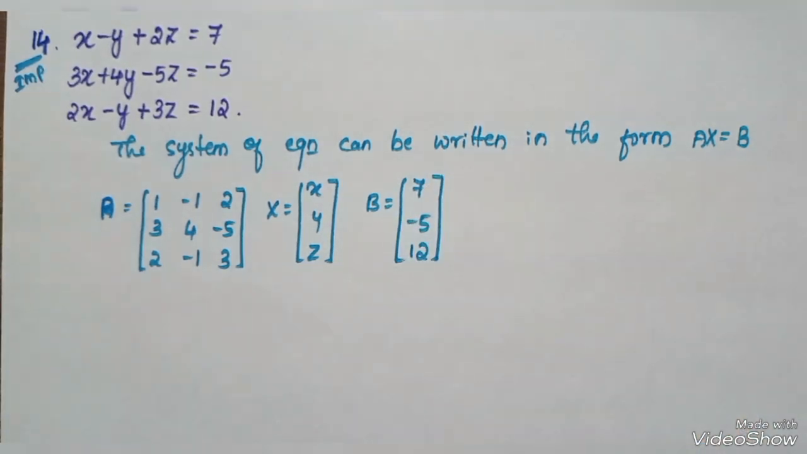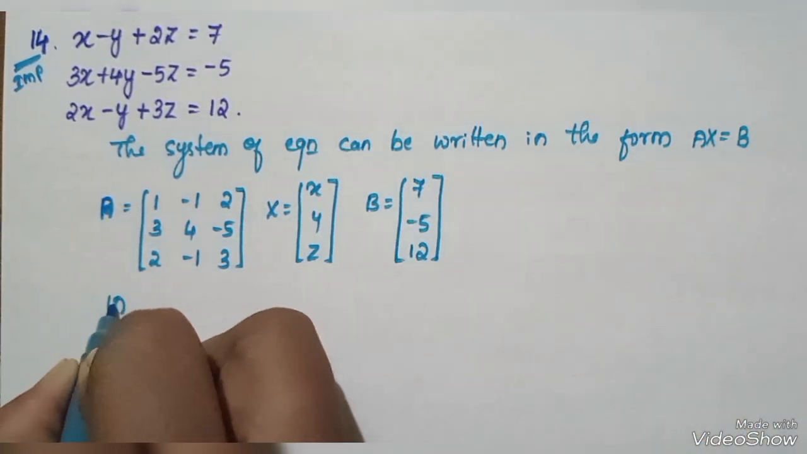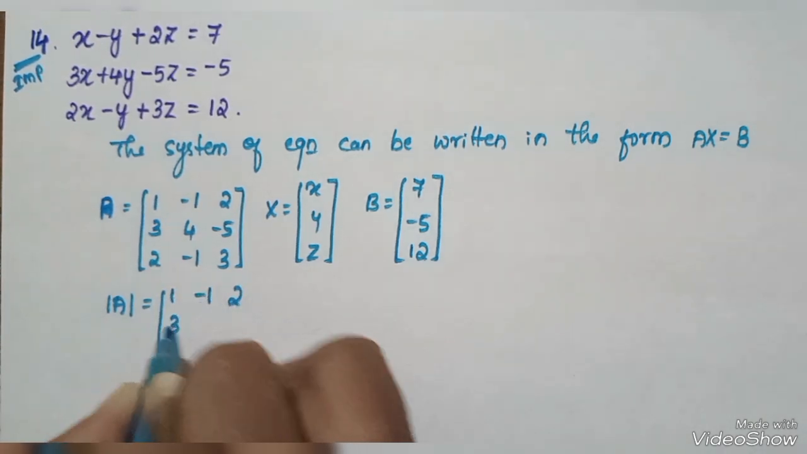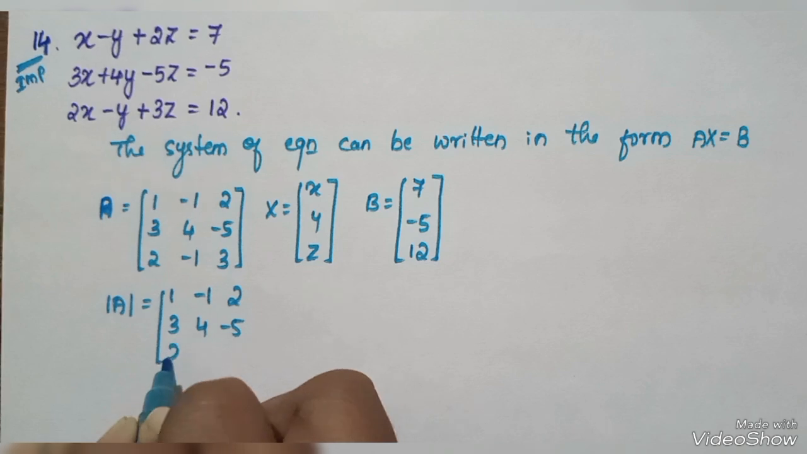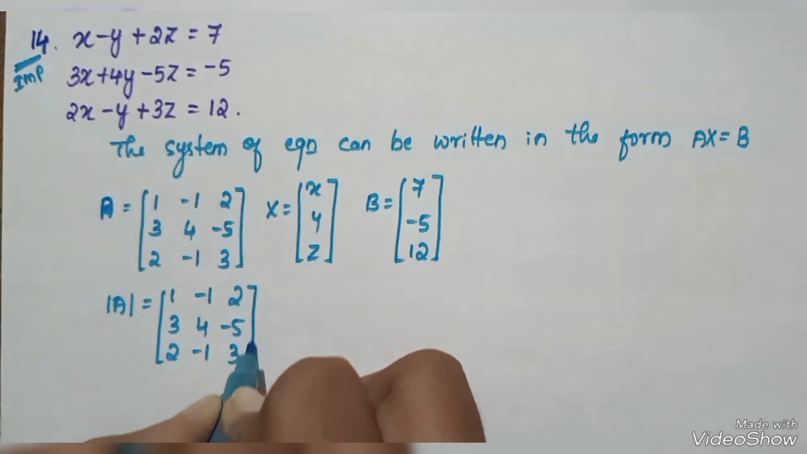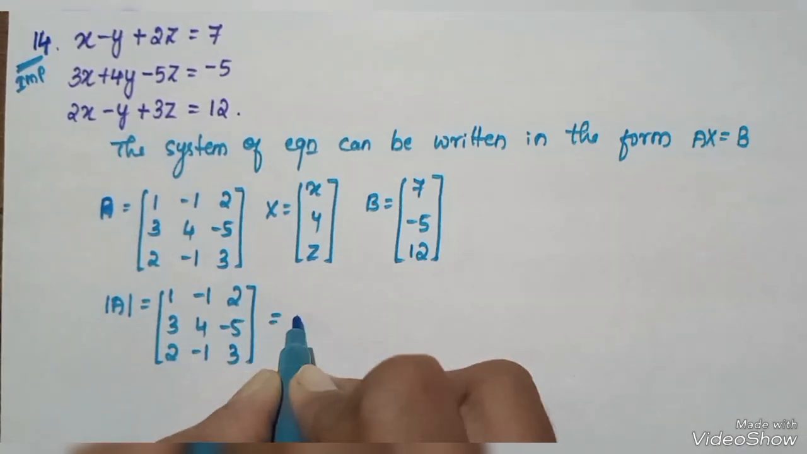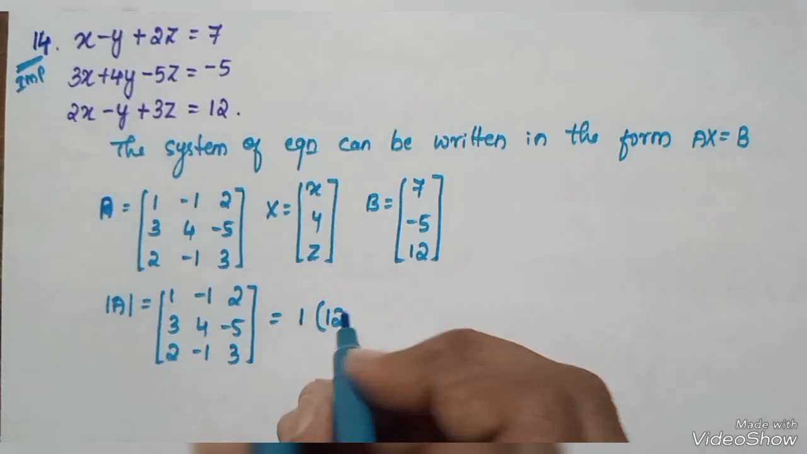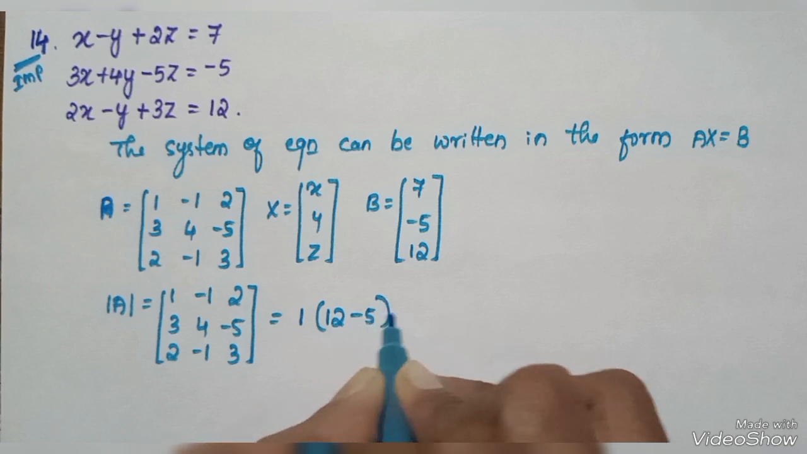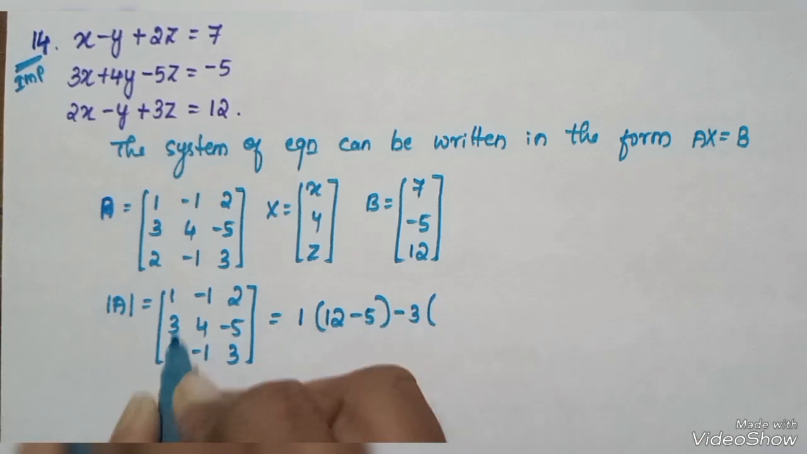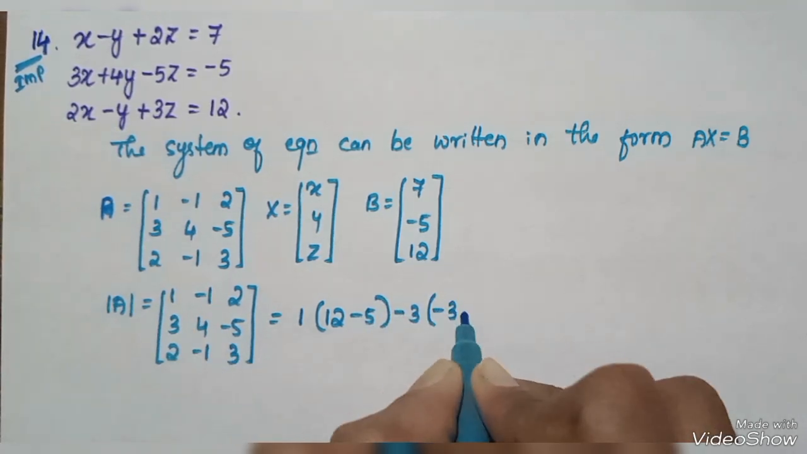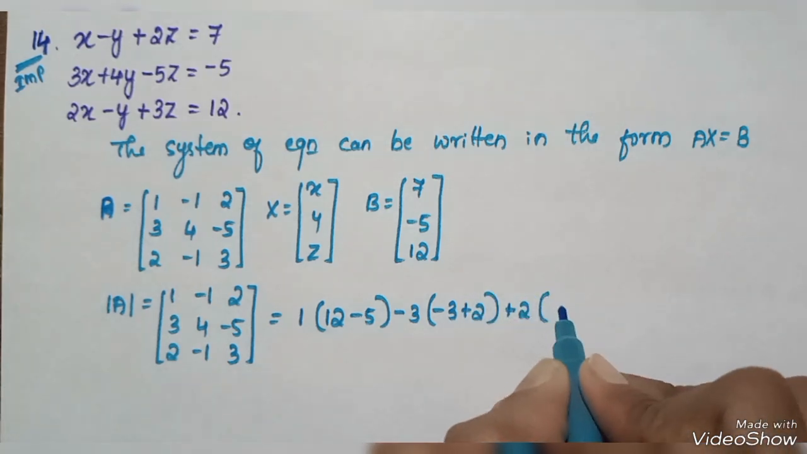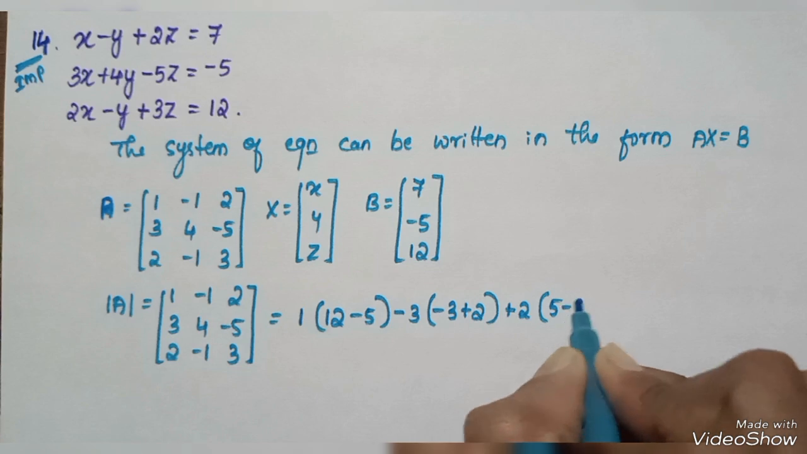Okay, next we have to find the determinant of A, that is 1, minus 1, 2, 3, 4, minus 5, 2, minus 1, 3. Okay, I am finding now 1 into, that is 4 3s are 12, 1 into 5, 5, here 1 minus 5, again minus 3 into minus 1 into 3 minus 3, here plus 2 into minus 1 into minus 5 plus 5, 4 2s are 8.